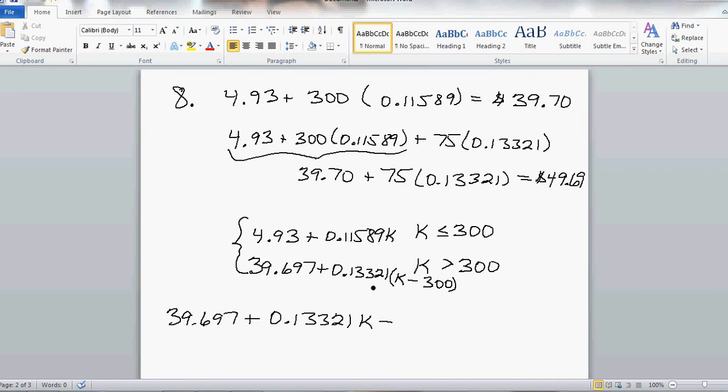We will leave it right at that, because the 39.697 is the total cost for up to 300, or for 300 exactly, and then all we need is the 0.13321, which, and think about this 75 here, this is 375 kilowatt hours minus the 300. So we'll just stop it right there, and this is the final answer. So this is the function f of k equals that.